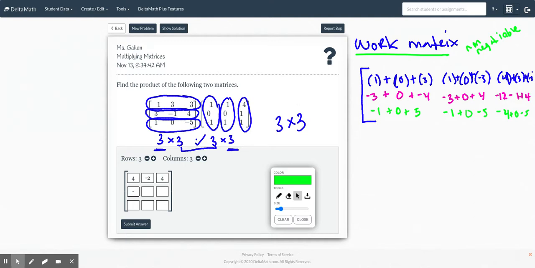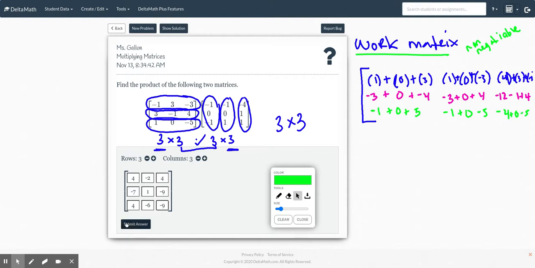-3 plus -4 is -7. -3 plus 4 is 1. -12 minus 1 is -13, plus 4 is -9. -1 plus 5 is 4. -1 minus 5 is -6. -4 minus 5 is -9.